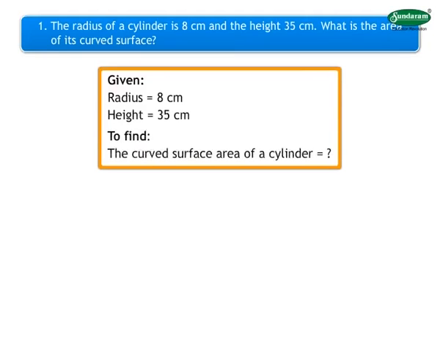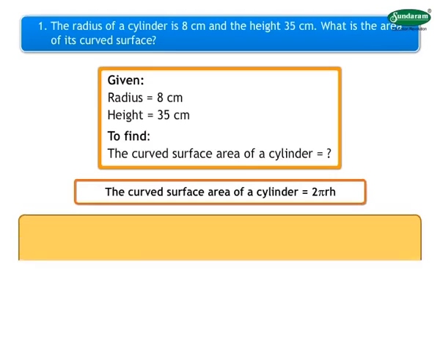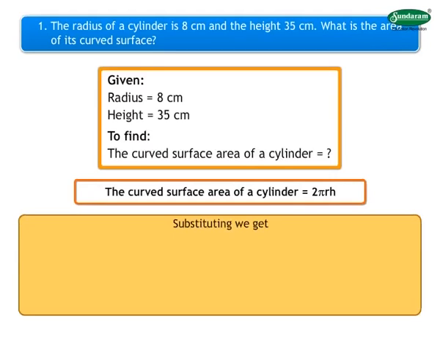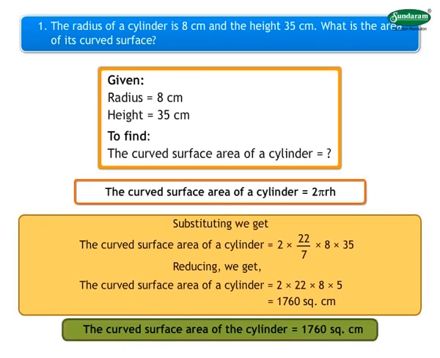As per the formula, the curved surface area of a cylinder is equal to 2 pi rh. Substituting, we get the curved surface area of a cylinder is equal to 2 into 22 upon 7 into 8 into 35. Reducing, we get the curved surface area of a cylinder is equal to 2 into 22 into 8 into 5, which is equal to 1760 square centimeter. The curved surface area of the cylinder is equal to 1760 square centimeter.